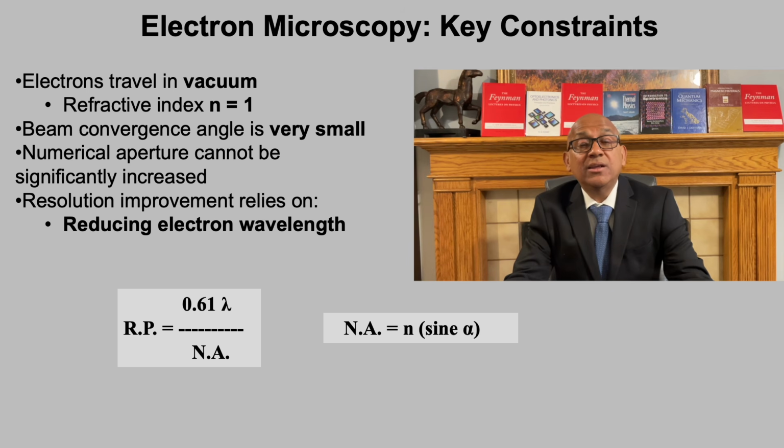As a result, there is only one remaining path to higher resolution: reducing the wavelength of the electrons themselves. This is achieved by accelerating electrons to high energies. At this point, classical optics is no longer sufficient. To understand how electron wavelength depends on energy, we must turn to quantum mechanics, specifically the wave nature of matter.